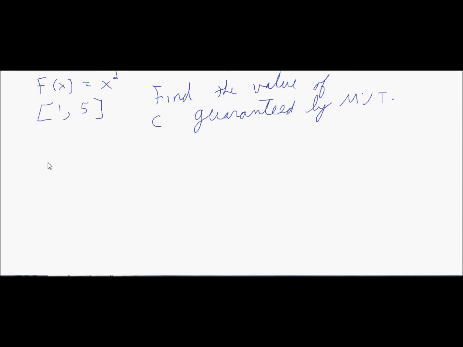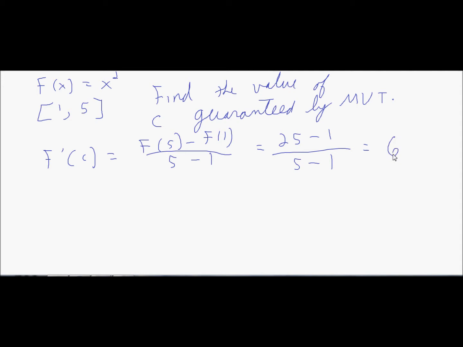The first thing we're going to do, we can write the formula out if we want. F prime of c must equal f of b, which is f of 5, minus f of a, which is f of 1, over 5 minus 1. Well, for f of 5, all you do is plug 5 in for x squared, 25, minus, plug 1 in, you get 1, over 5 minus 1, and this is always going to be a number, as long as the function is defined at the endpoints. Anyway, 25 minus 1 is 24, over 4 is 6. We have to find out where the derivative equals 6.